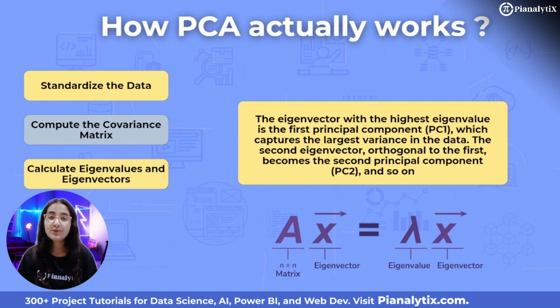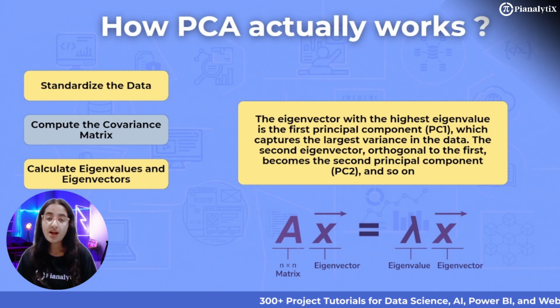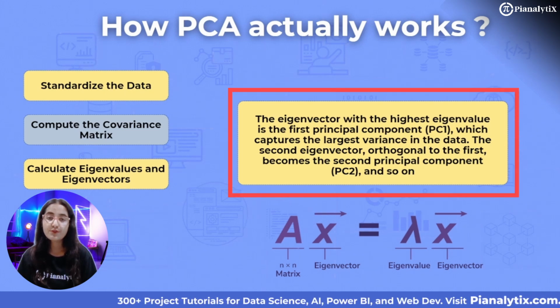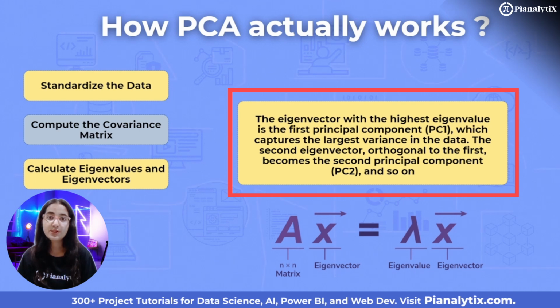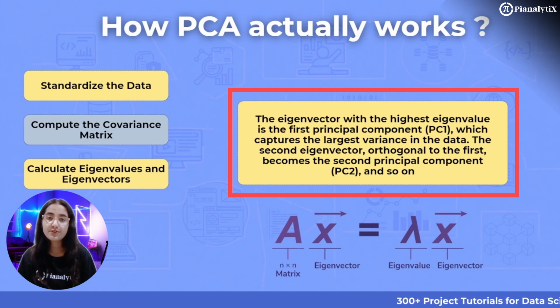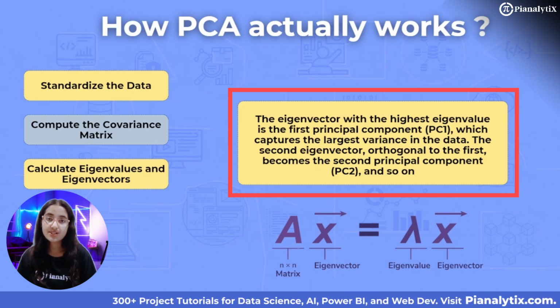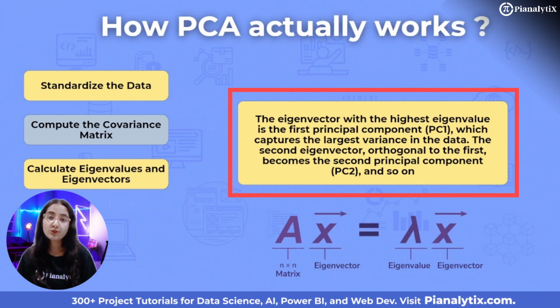Step number 3. Calculate eigenvalues and eigenvectors. From the covariance matrix, we calculate eigenvectors and their corresponding eigenvalues. Eigenvectors determine the direction of the new feature space, that is, principal components. Eigenvalues represent the magnitude of variance in each eigenvector direction. The eigenvector with the highest eigenvalue is the first principal component, known as PC1, which captures the largest variance in the data. The second eigenvector, orthogonal to the first, becomes the second principal component, known as PC2, and so on.